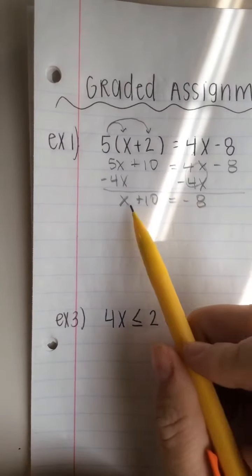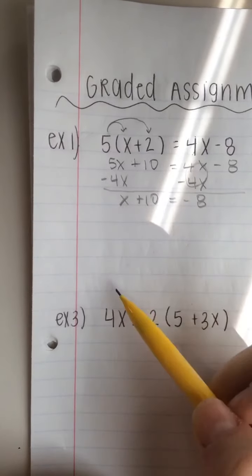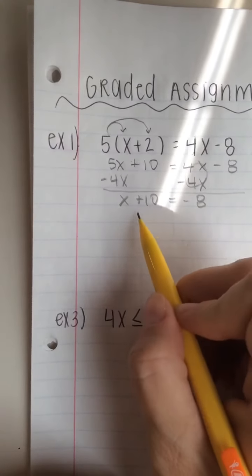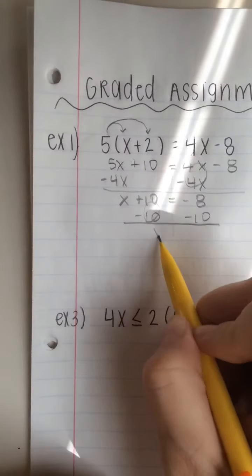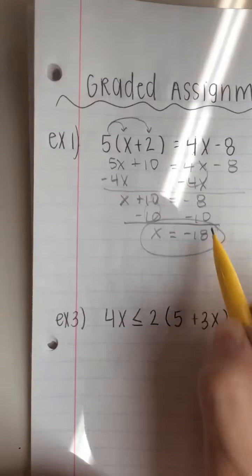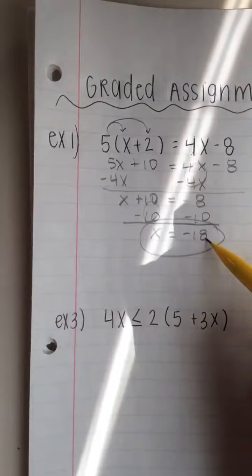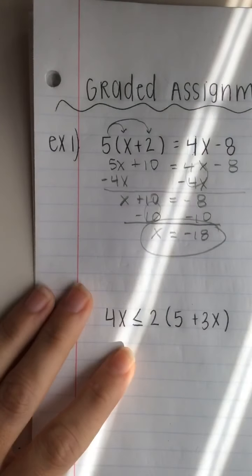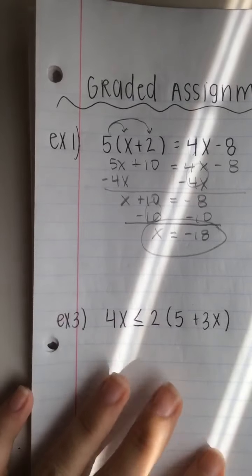My x's are all on the left side, so anything without an x needs to move to the right side. We're trying to get that x by itself. So to cancel out a positive 10, we're going to do minus 10. And we get that x equals a negative 18. And that would be our answer. You can always check your answer by plugging it back in and making sure the left side equals the right side. I recommend always checking your answer.